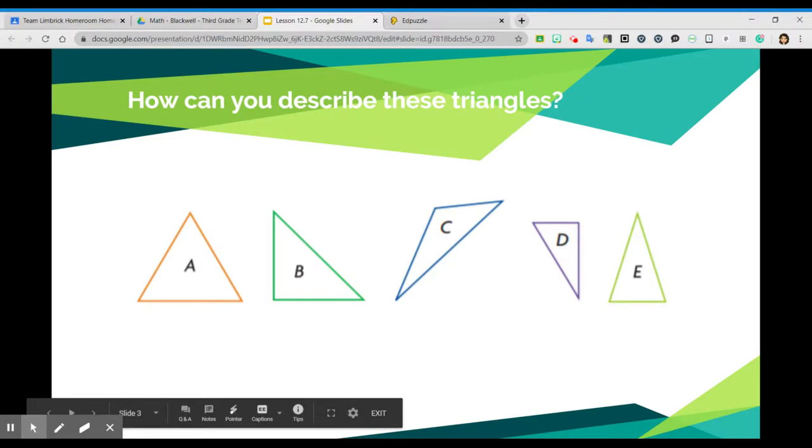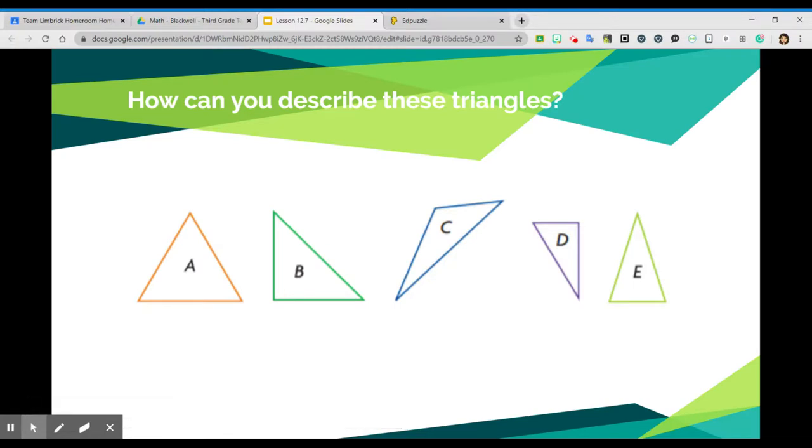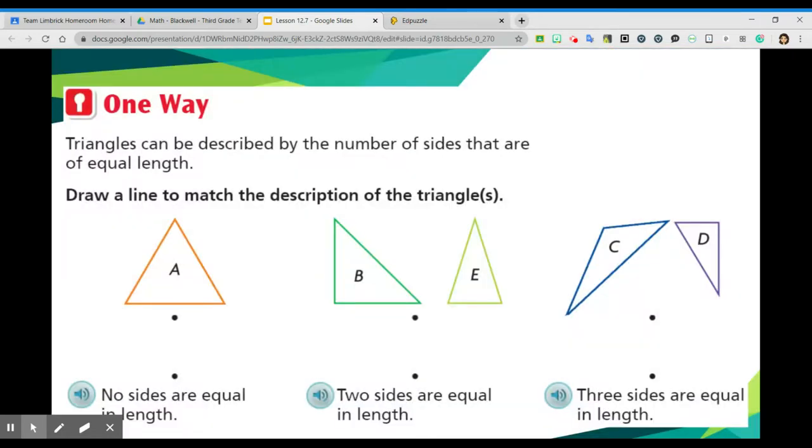For our lesson today, we're going to be working on describing triangles. What do you notice about these triangles? Make sure to type in your answer on the slides. Triangles can be described by the number of sides that are of equal length, meaning they are the same length. We're going to be drawing lines to match the descriptions of the triangles.